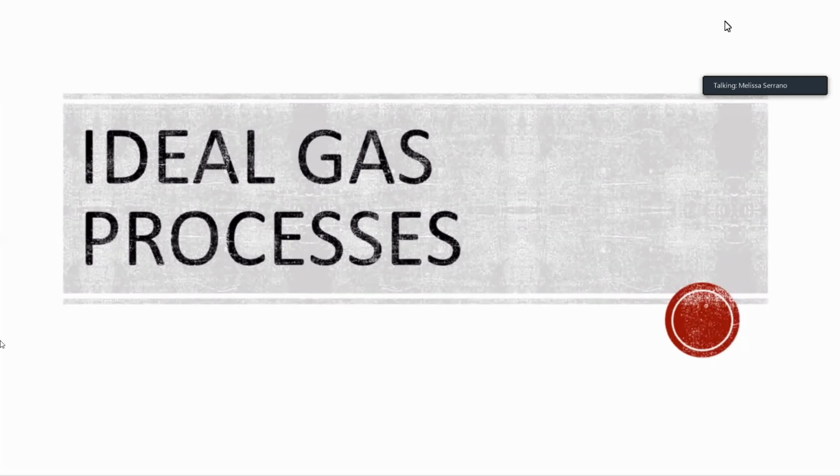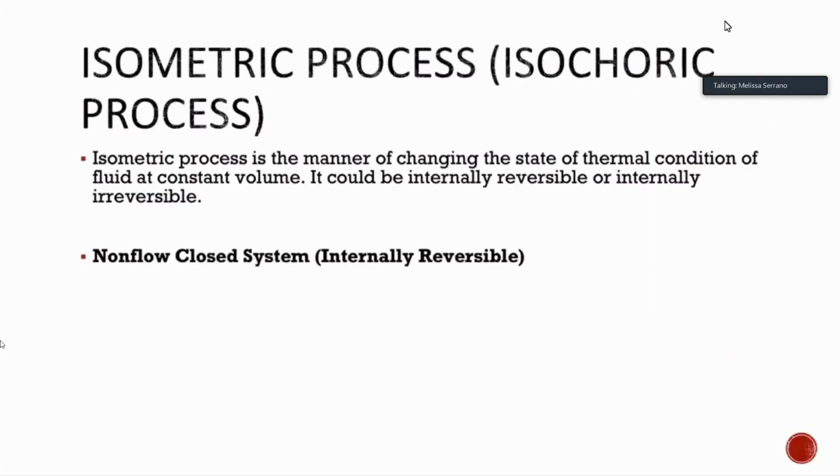Okay, the main effect of irreversibility is always to decrease the useful energy output or to increase the energy required of the process or system. Okay, let's go to the isometric, our first process to identify.